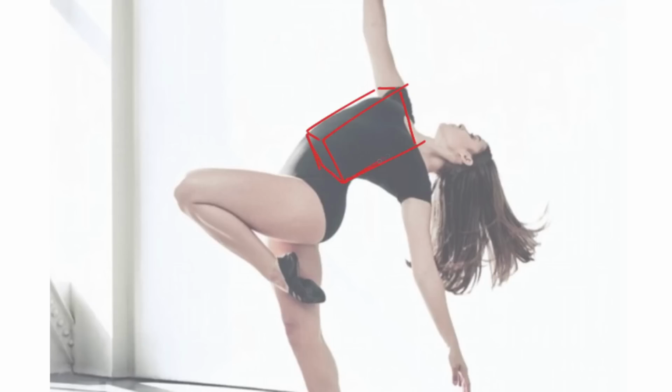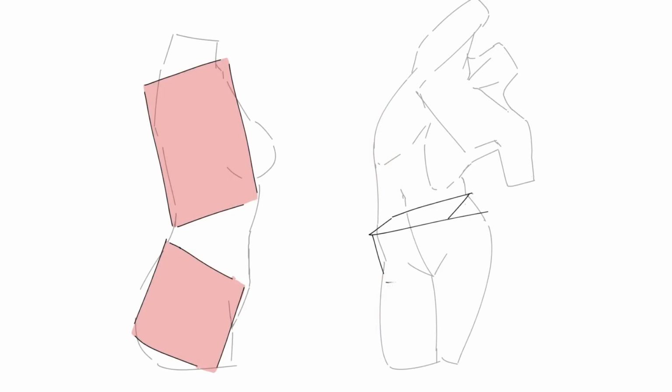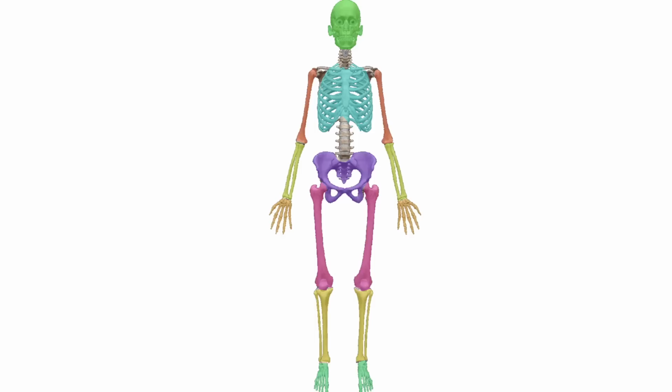A good example is the human torso. While it is possible to simplify the ribcage and pelvis to boxes like this, as soon as the torso starts moving, it becomes a lot harder to make those boxes line up. To draw the body with boxes, you need to divide it into multiple parts.